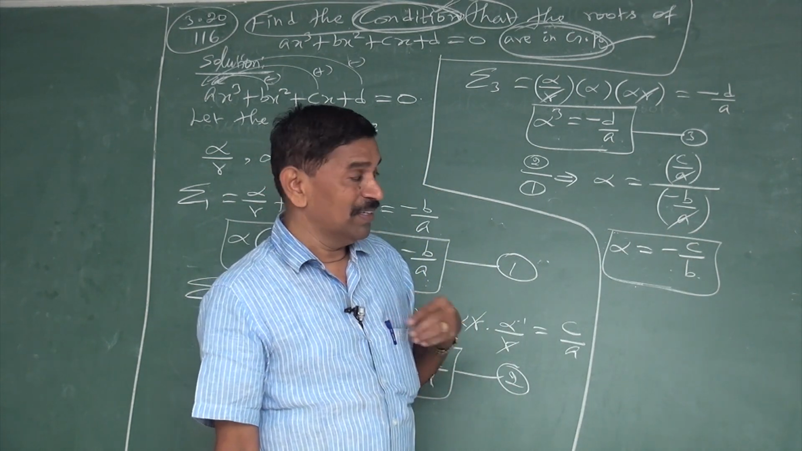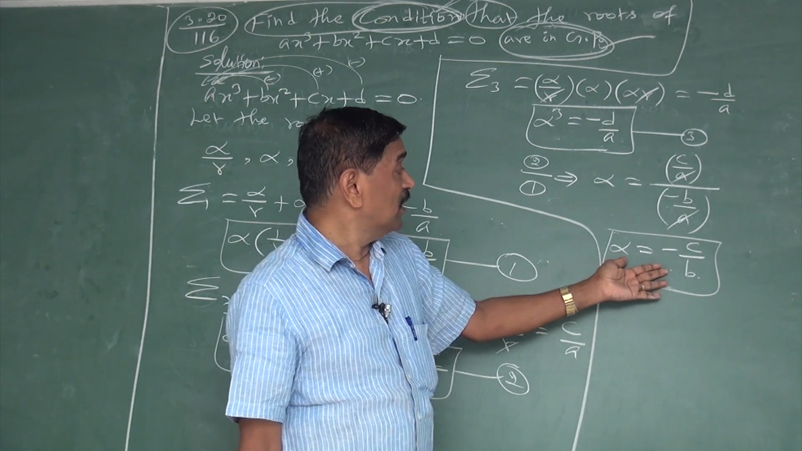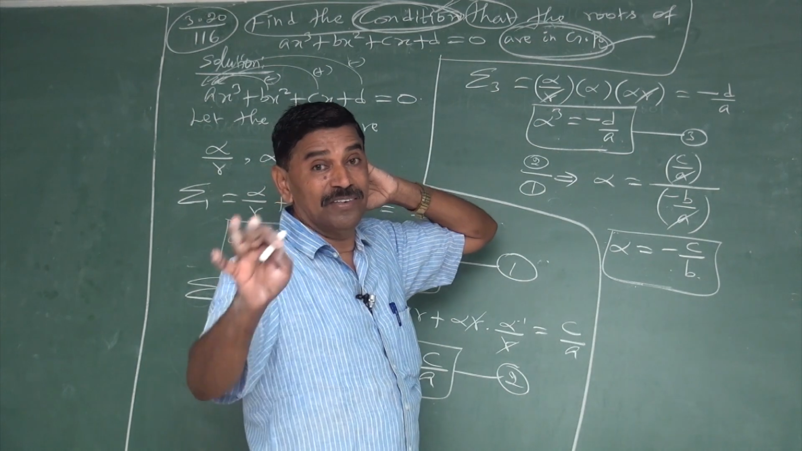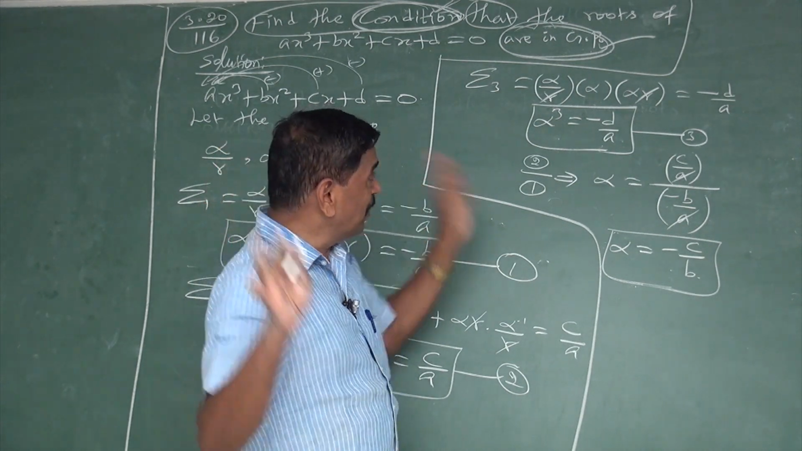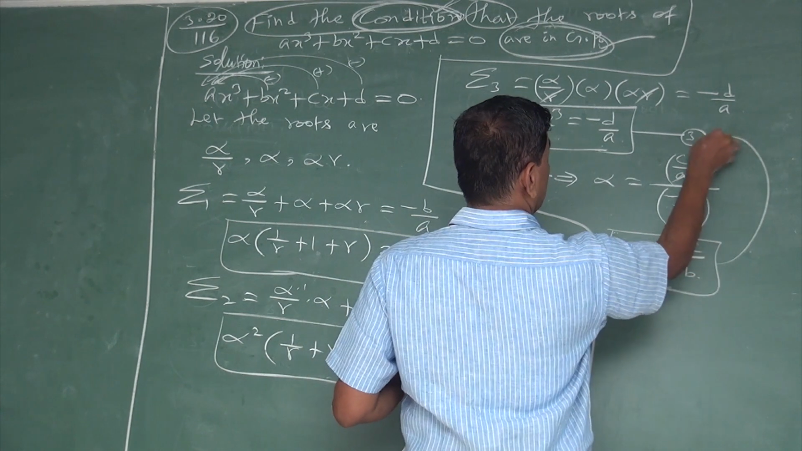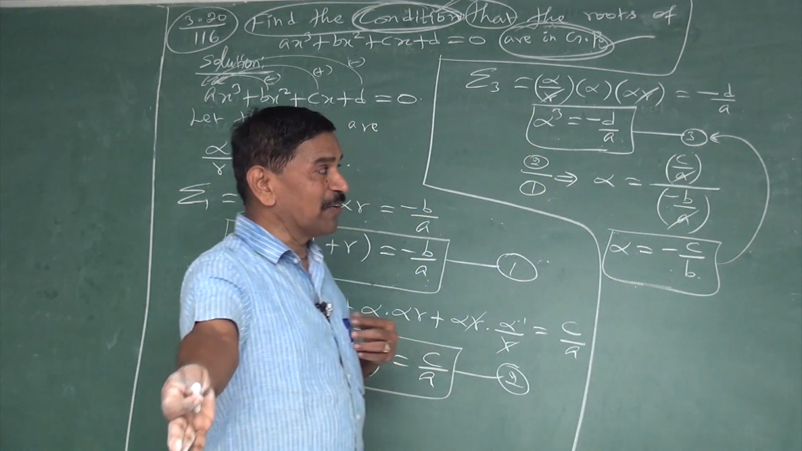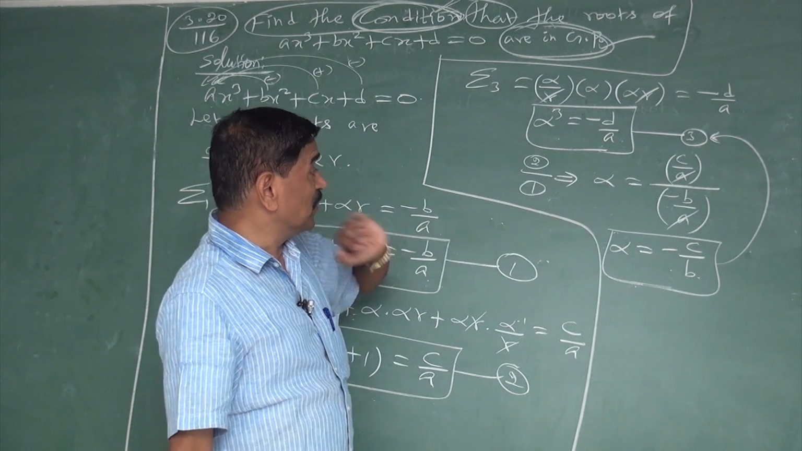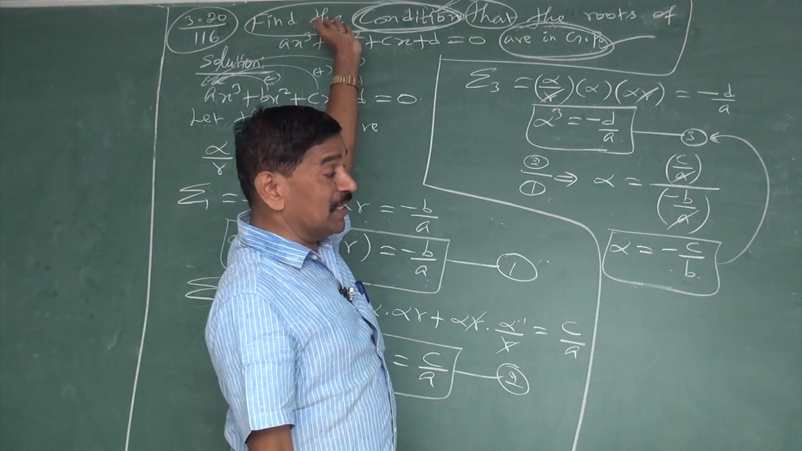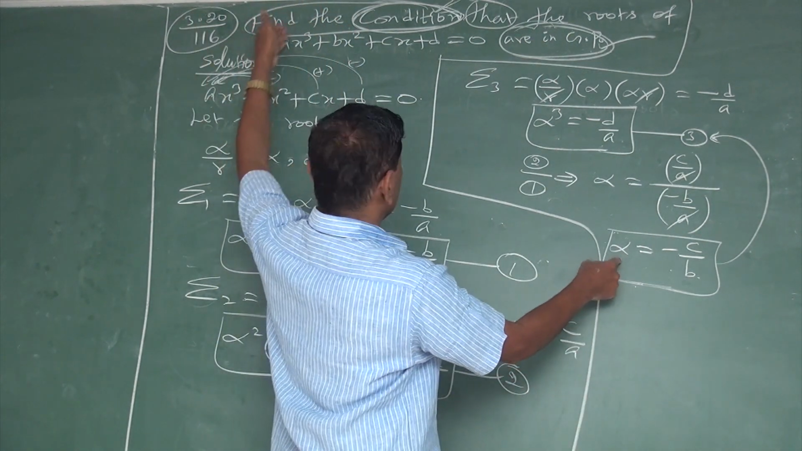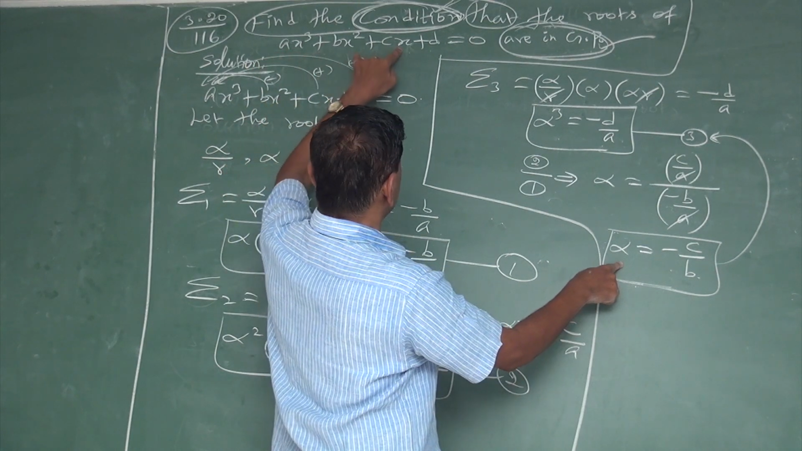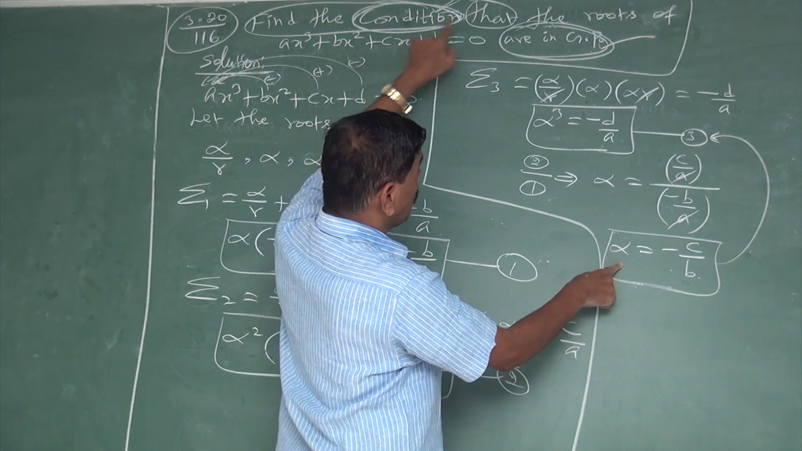Very good. Since alpha is a root, this satisfies the equation. That idea is correct. Next, some other idea, please. Very good: substitute the alpha value in the third equation. That's all, which is very easy, and your answer is also correct. Since alpha is a root, it must satisfy the equation, so x is replaced by alpha. We get a alpha cube plus b alpha square plus c alpha plus d equal to 0.